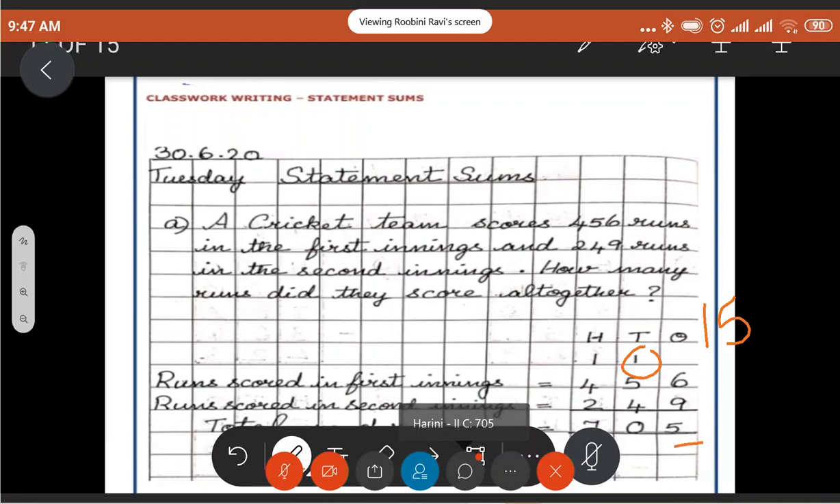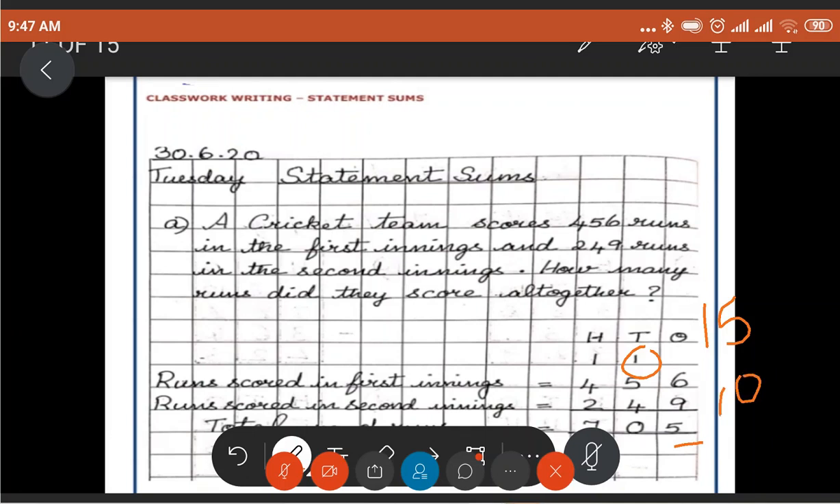Next, 1 plus 5 is equal to what? 6. You can write it small in the box. Then 6 plus 4, make 10. Do you remember 6 plus 4 is equal to 10? So what is 10? 0 tens and 1 hundred. So 0 tens will come here and 1 hundred will go as a carry forward.